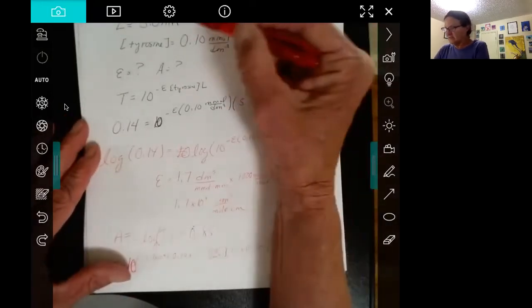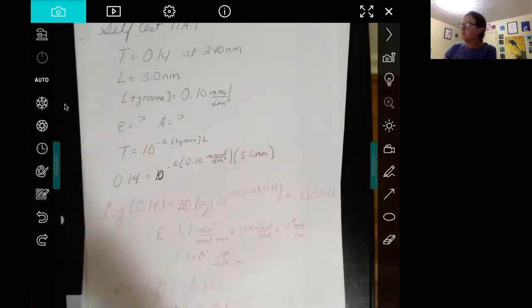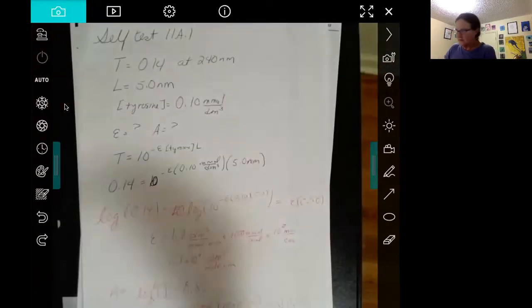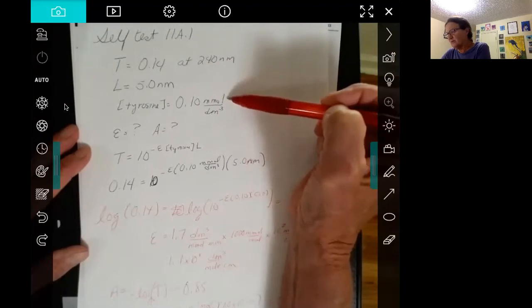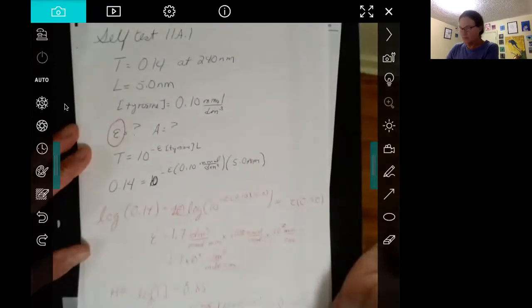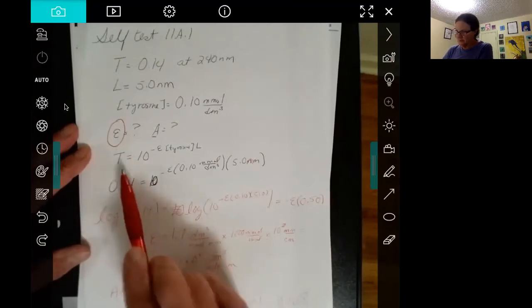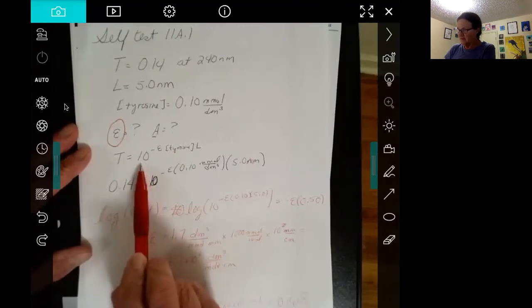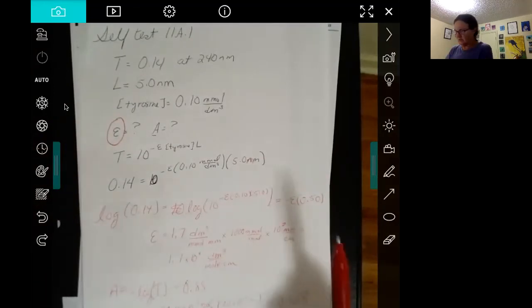Transmittance, it tells us, is 0.14. We don't even need the wavelength of light. L is 5 millimeters. The concentration of our amino acid is 0.1 millimole per decimeter cubed. They want us to get both epsilon, the molar absorptivity coefficient, and then the absorbance. In order to get the molar absorptivity coefficient, I use the relationship between transmittance and 10 to the minus epsilon concentration L, which was just given in those equations.